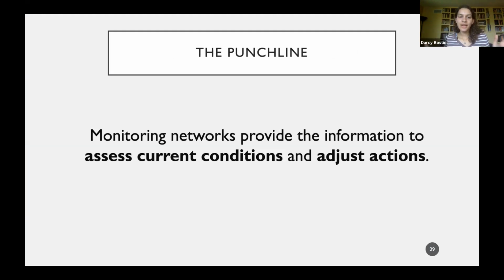So the punchline, monitoring networks provide the information to assess current conditions and adjust our actions accordingly. In addition, there are many times in which you can get involved in advocating for better monitoring networks, so not just now, but in the future.